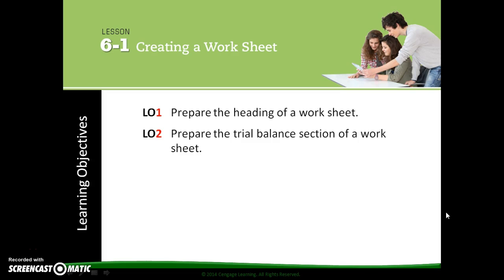Okay, so Lesson 6.1 is creating a worksheet. There are two objectives to this lesson. The first one would be to prepare the heading of the worksheet, and then the second, much bigger one, would be to prepare the trial balance section of a worksheet. Now, there are a couple of vocabulary concepts that we want to be dialed in on here: consistent reporting, matching expenses with revenue, and the accounting period or the cycle. Big important ideas here as we go forward.